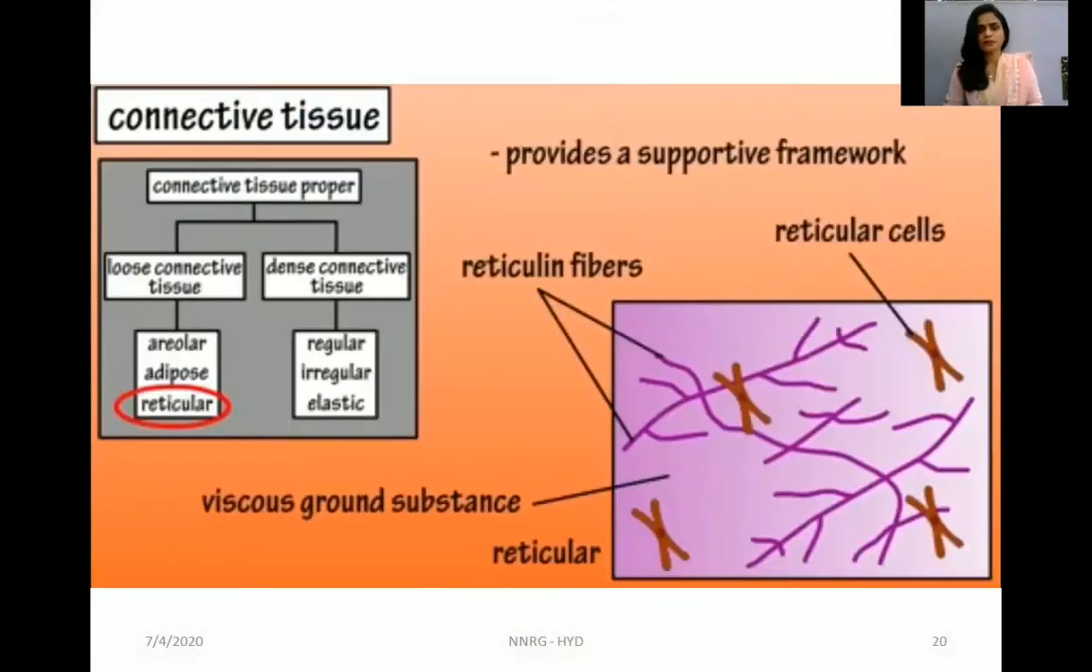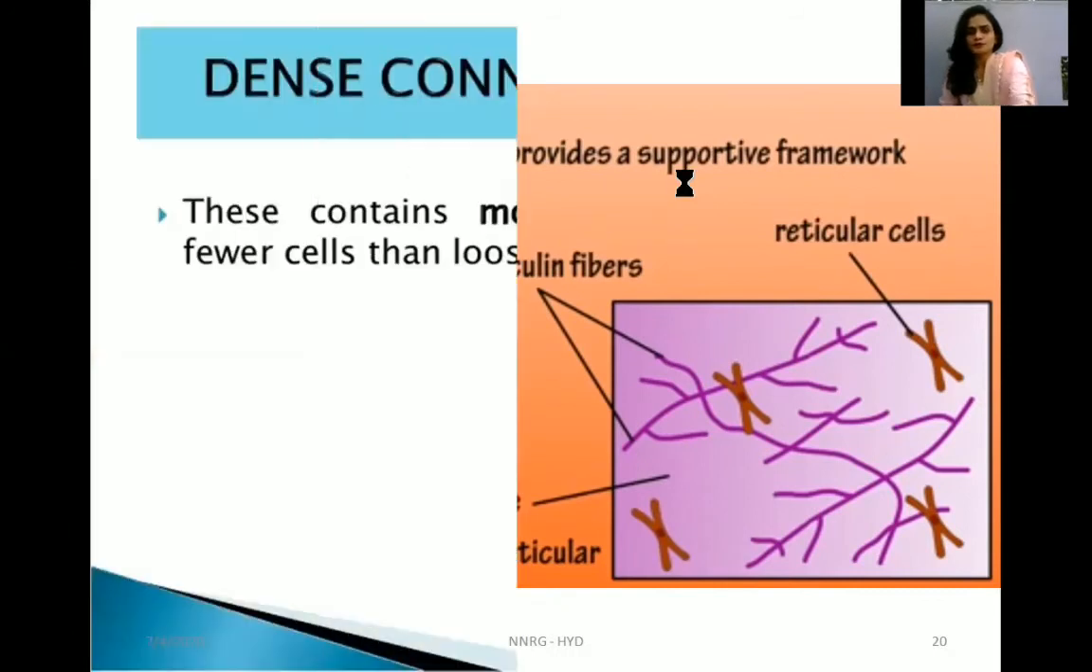So this is the reticular tissue wherein you find the reticulin fibers. They are like a net, spread through the tissue. And then we have a very viscous ground substance there, and the cells that are present are called reticular cells. As the reticulin fibers are spread like a network or net, they give the supportive framework to the tissue.